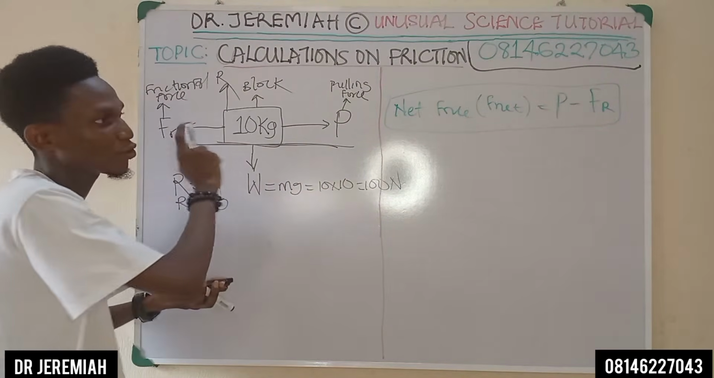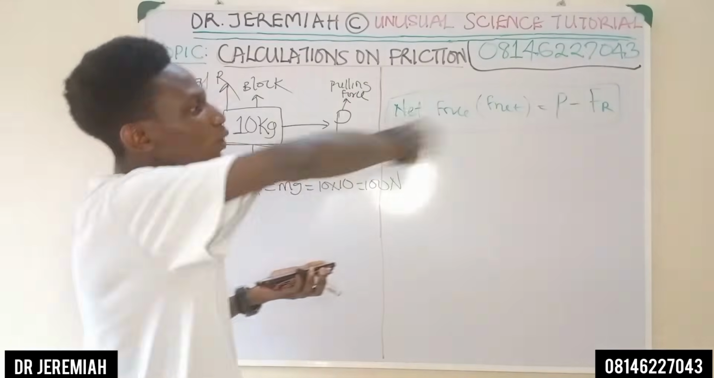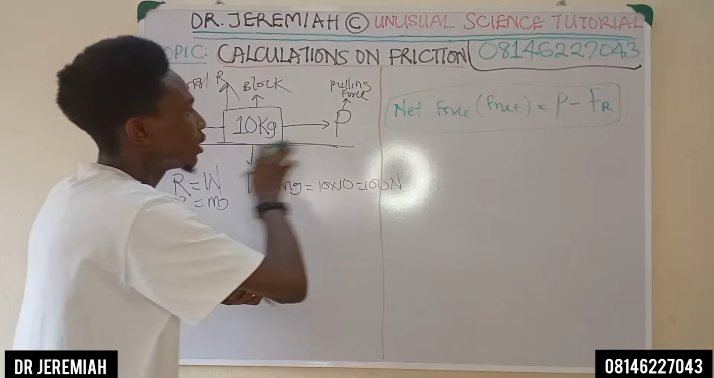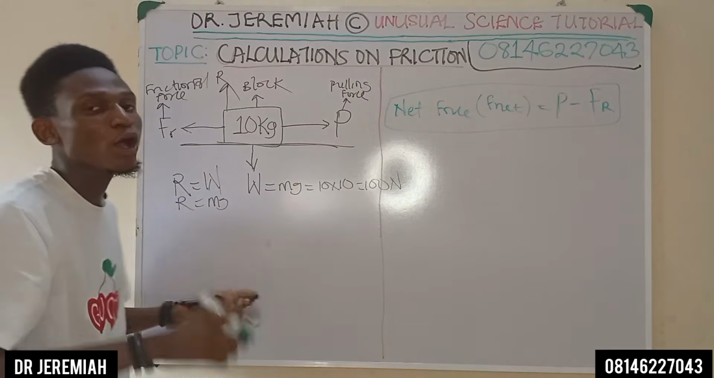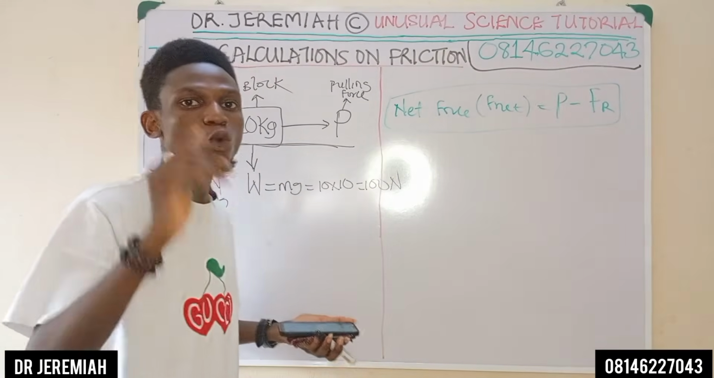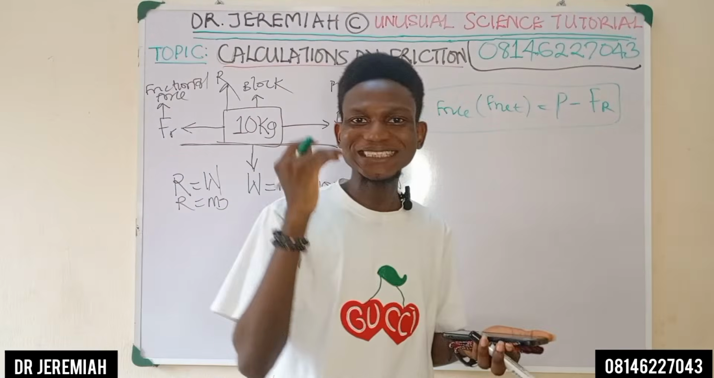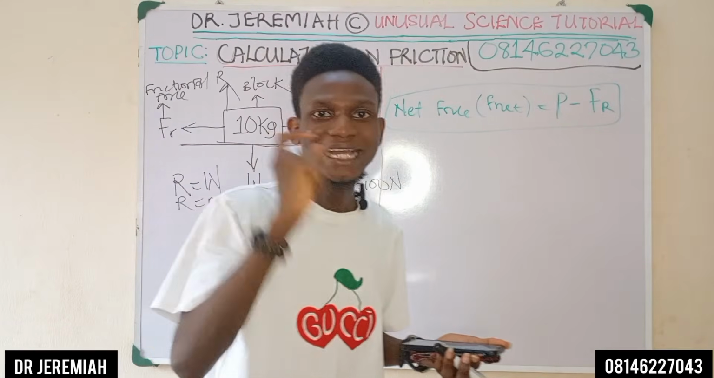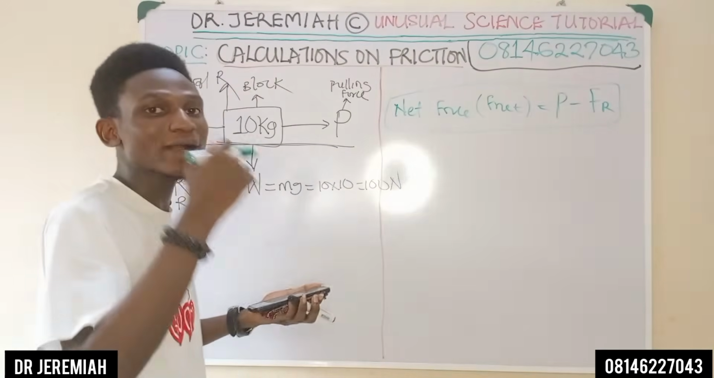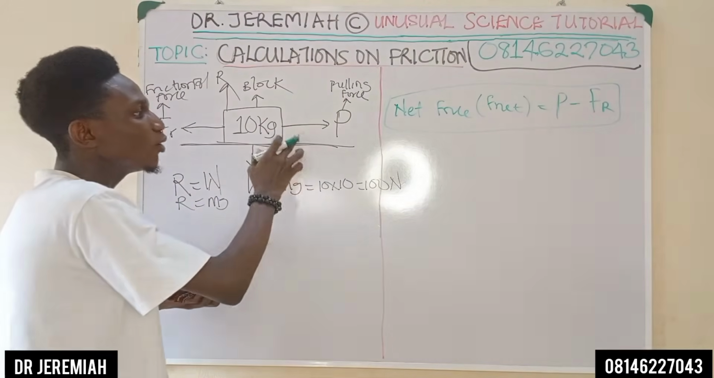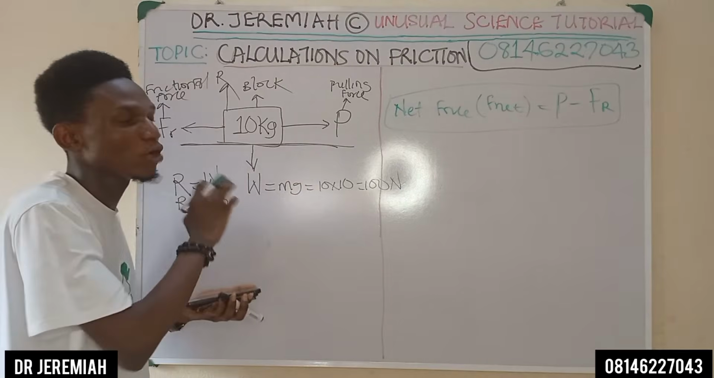That's pulling force minus frictional force. Because if I pull this body along this surface, it's going to move in this direction. So pulling force is surely greater than frictional force. But please take note, there are two kinds of friction. We have the static friction and the kinetic friction, or dynamic friction. And for the dynamic friction or kinetic friction, pulling force is surely greater than frictional force.